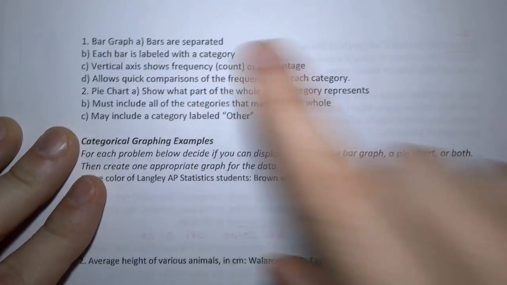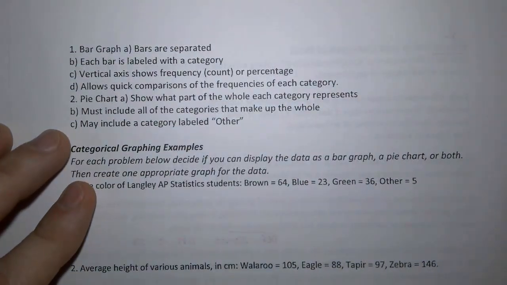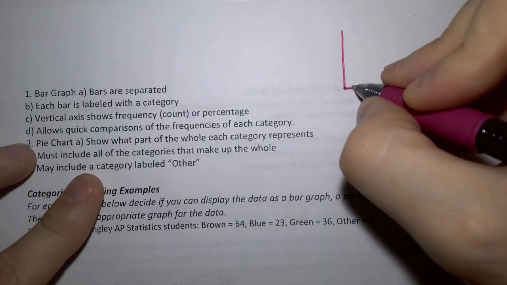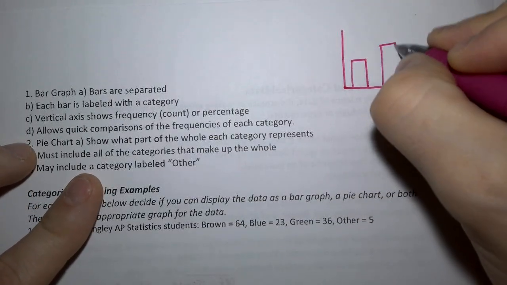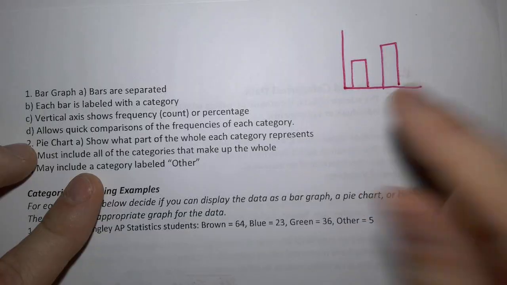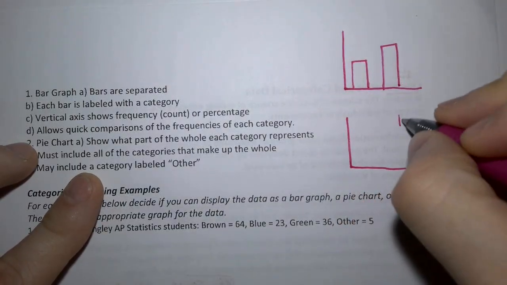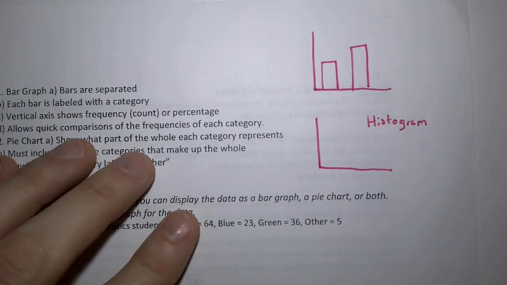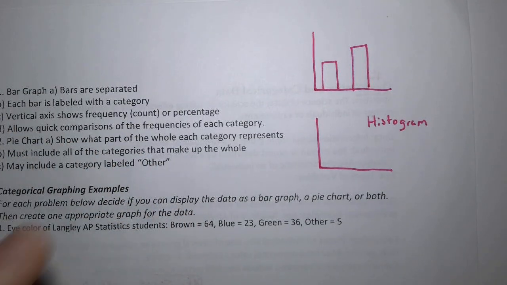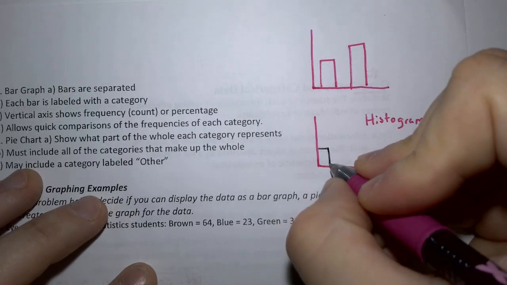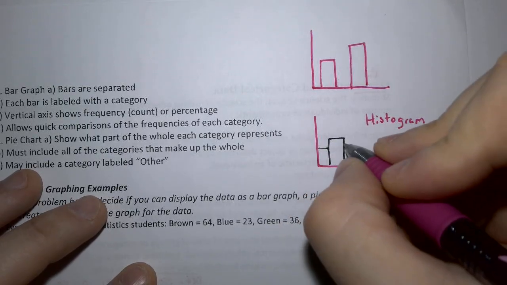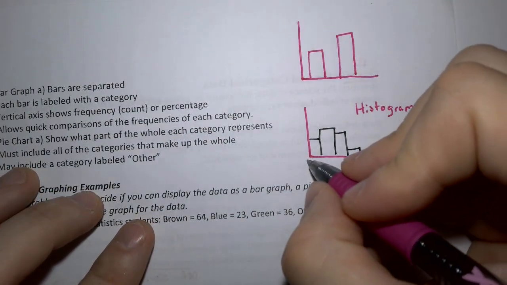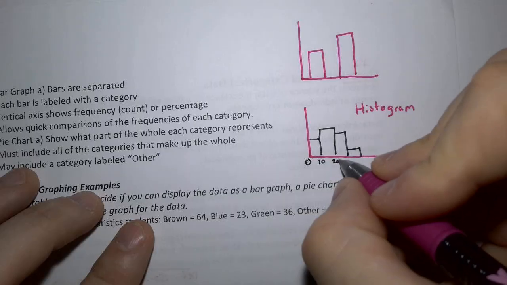So a bar graph, the bars are separated, and I do want to draw 2 different graphs here. We're going to start with this, a bar graph. It looks like this, where the bars have distinct separation. This is a histogram, which looks almost the same, but with a histogram, I'll do it in a different color so you can see it, the bars are touching, like so.